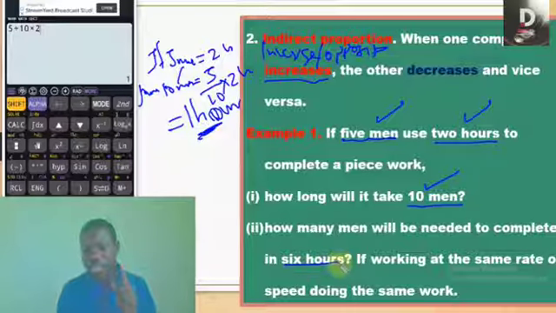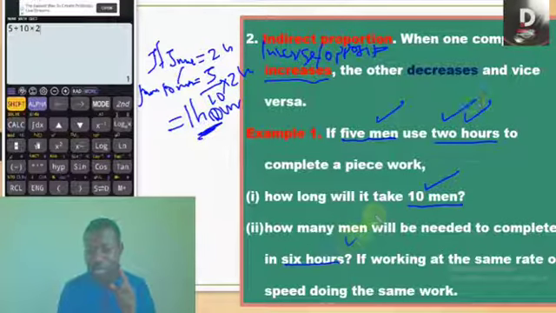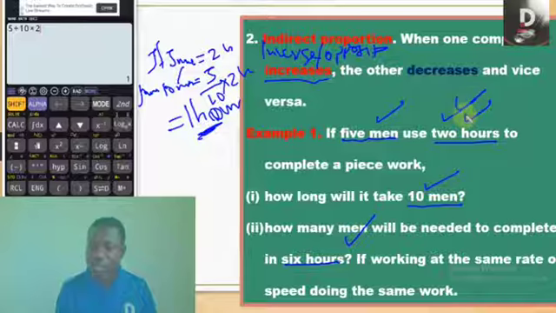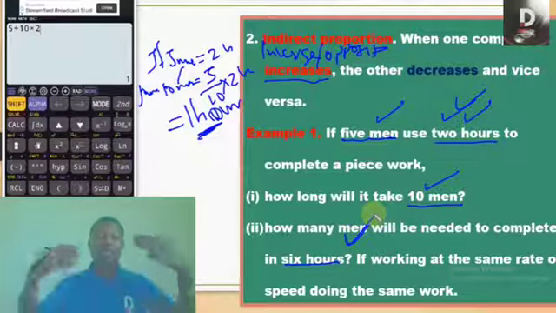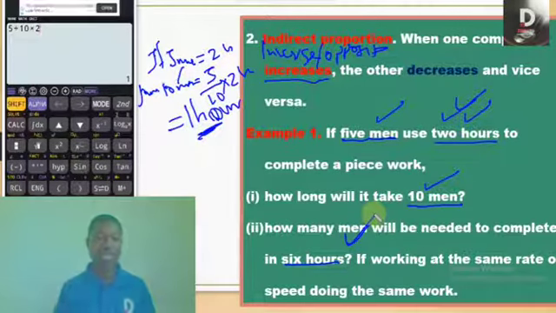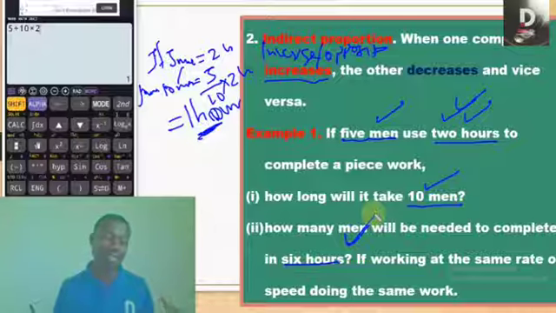More time has been allocated. So we are comparing time now. Do you see it? Time and time. Whatever he's asking for is what you compare. He's asking for time, right? Good. So time and time. 2 hours was allocated to 5 men. Now 6 hours. More time has been allocated to the same piece of work. Nothing has been added to the piece of work. Will you need more men or fewer men? Fewer, because you are giving more time.